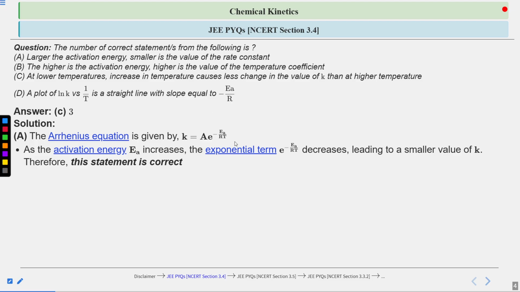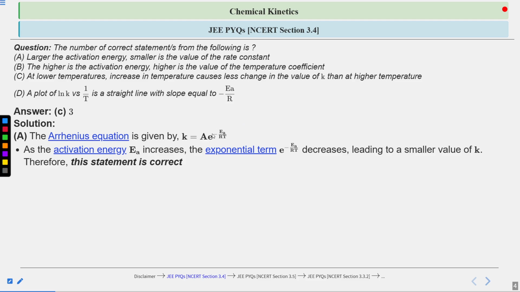We just write the Arrhenius equation, which is K equals A e to the power minus EA by RT. Then as per the statement, we have to relate the activation energy and the rate constant, that is K and EA. If you notice that you increase the value of the activation energy EA in this equation, this whole exponential term is going to decrease, right? Because e to the power of a negative something is present, which is increasing.